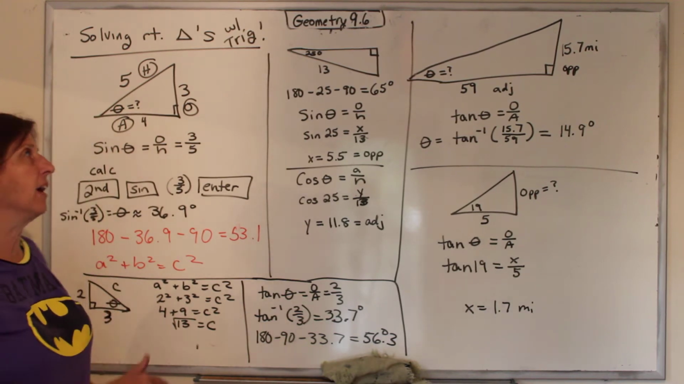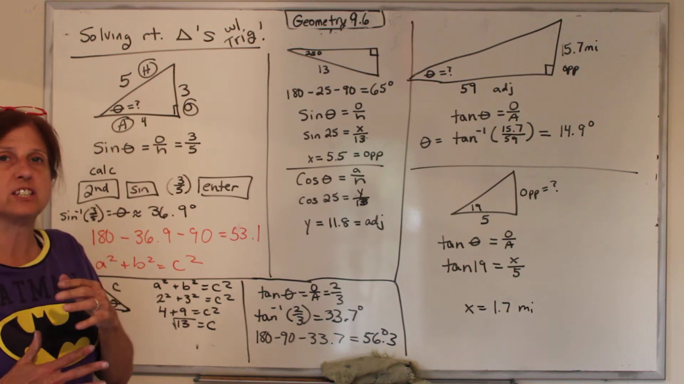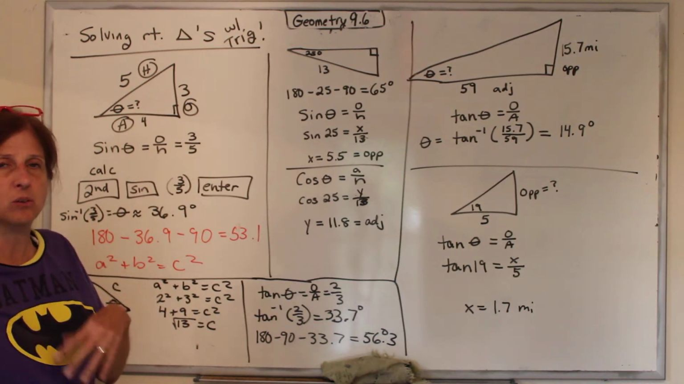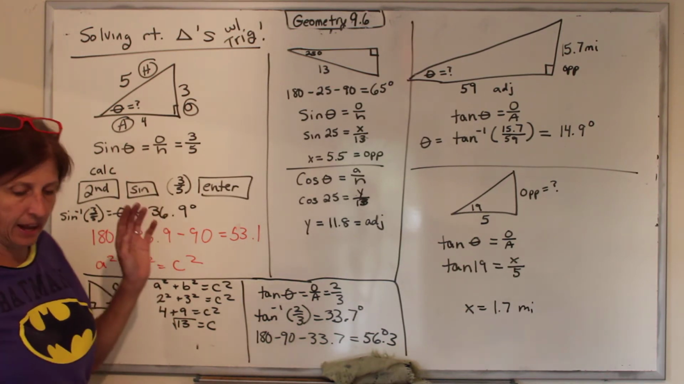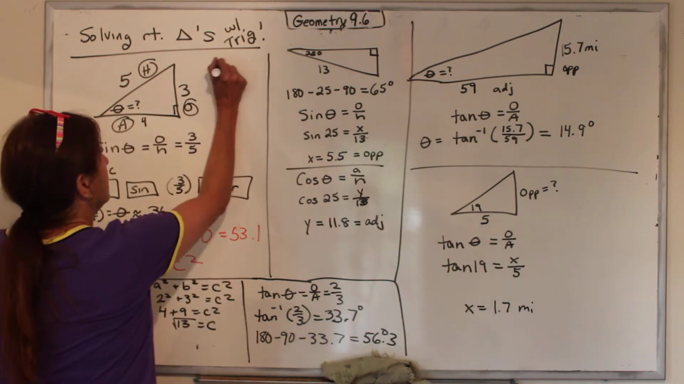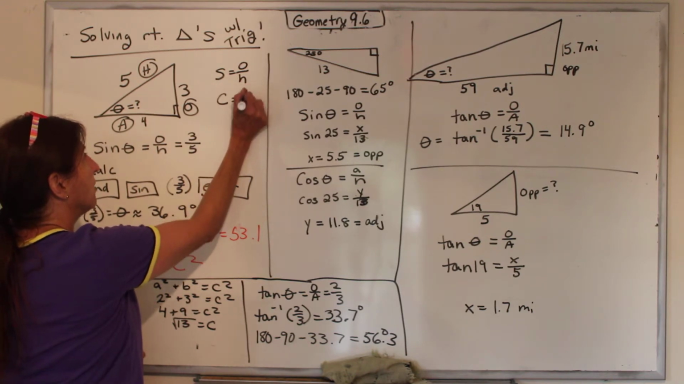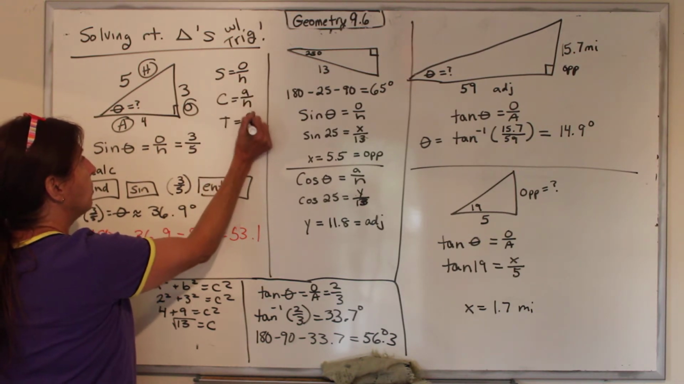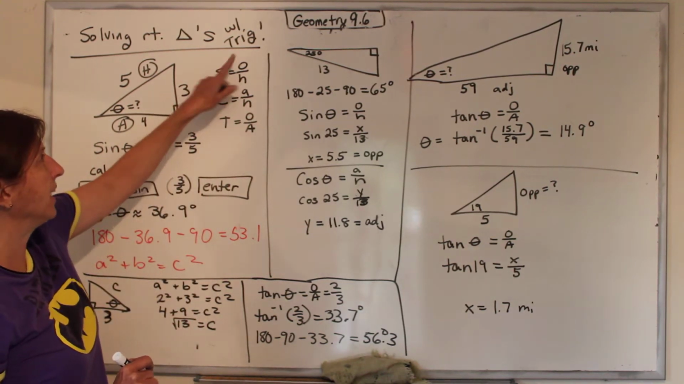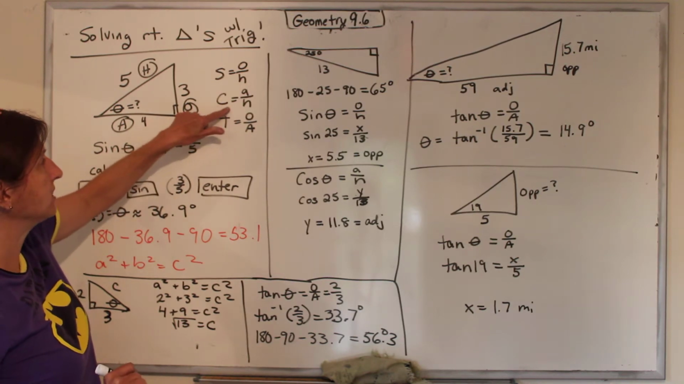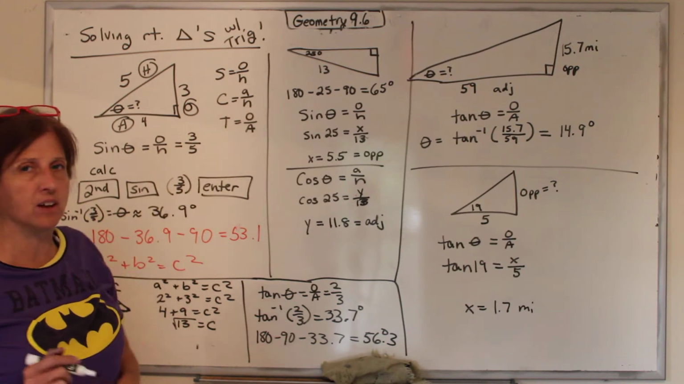Now, last video, they had you making fractions for the relationships, like sine equals opposite over hypotenuse. And we learned how we were going to remember that: some old horse caught another horse taking oats away. And that tells us our relationships. The sine of theta is opposite over hypotenuse. The cosine of theta is adjacent over hypotenuse. And the tangent of theta is opposite over adjacent.